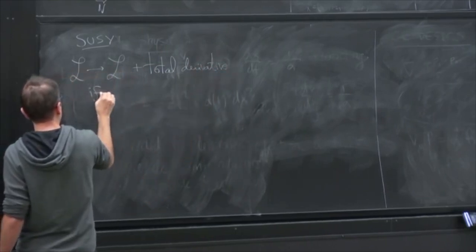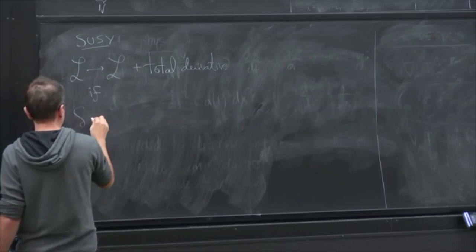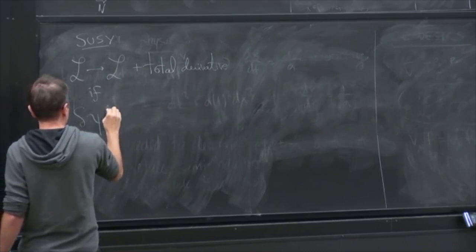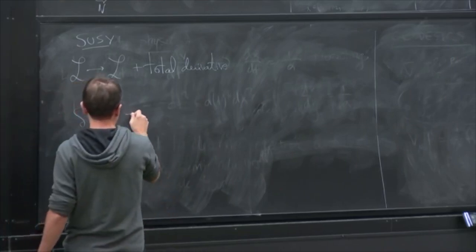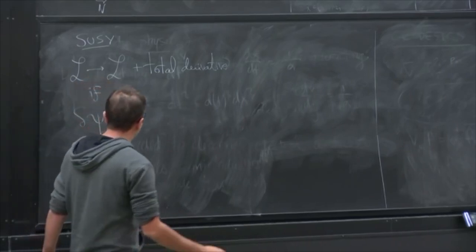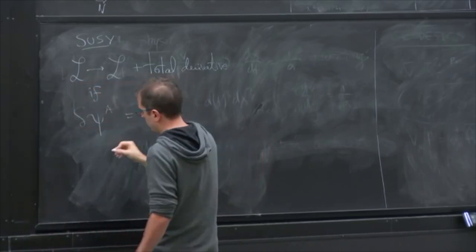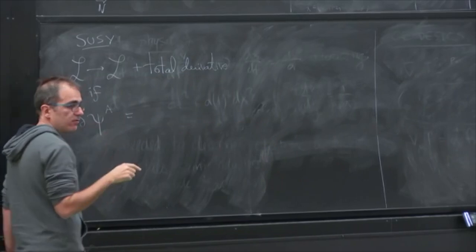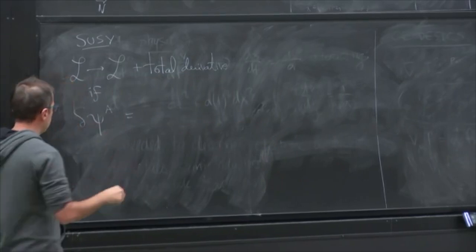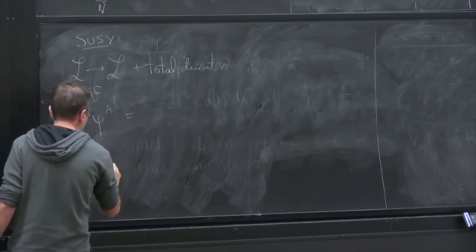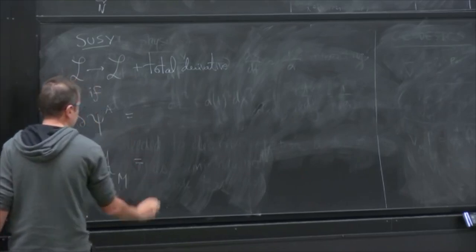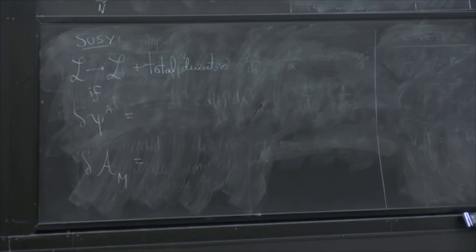If you transform the fields as follows, if the variation of psi A is equal to something I'm going to write. You know that supersymmetry flips bosons into fermions and fermions into bosons, right? So we will have the variation of psi and the variation of the gluon.